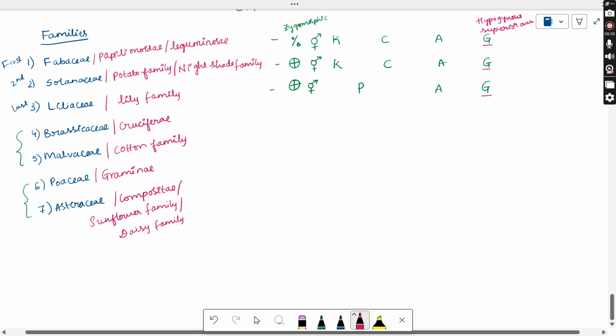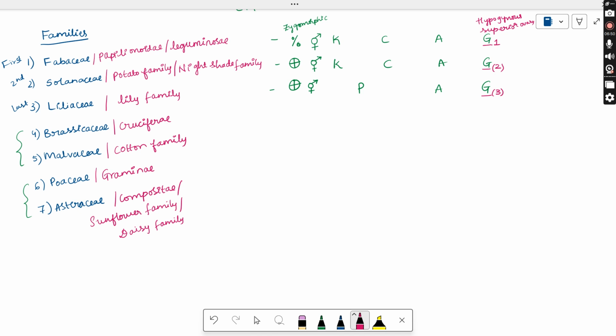And how do we give the numbering to this? Fabaceae is the first, right? So 1. Solanaceae second, so you just write it as 2. Liliaceae third, write it as 3. And these 2 and 3 should be in a bracket, which means all the carpels are fused. We have the apocarpous and syncarpous conditions. This represents the syncarpous condition, where they are fused.